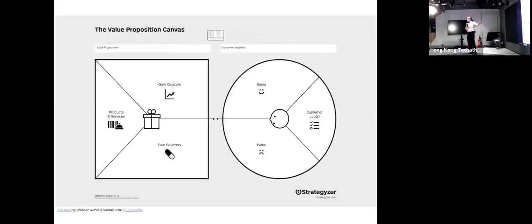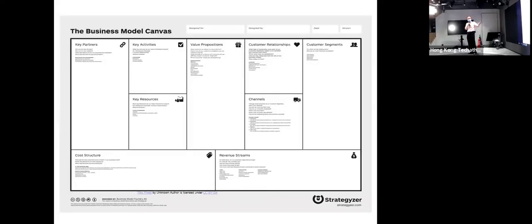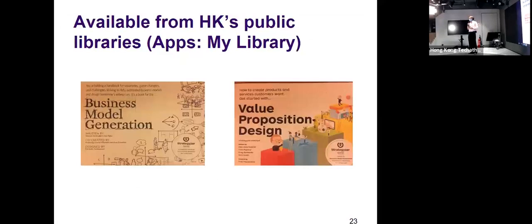this is the value proposition canvas. This is simple. But if you start to get into the business model canvas, it is so complicated. But it is good. For those of you who are interested, I'm sure some of you like to read books. It's available from the Hong Kong Library. Go to the library app called My Library and you can go and get this book for 10 weeks.